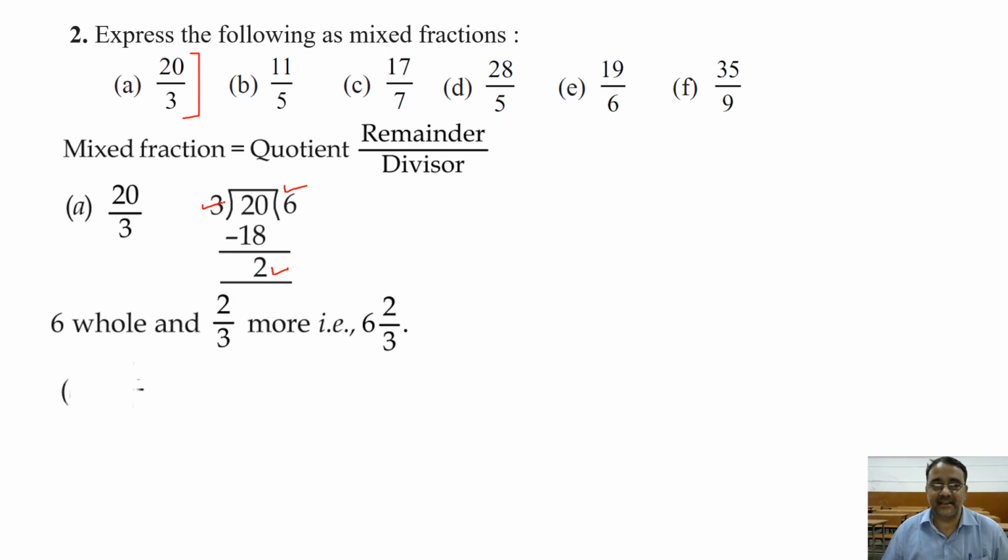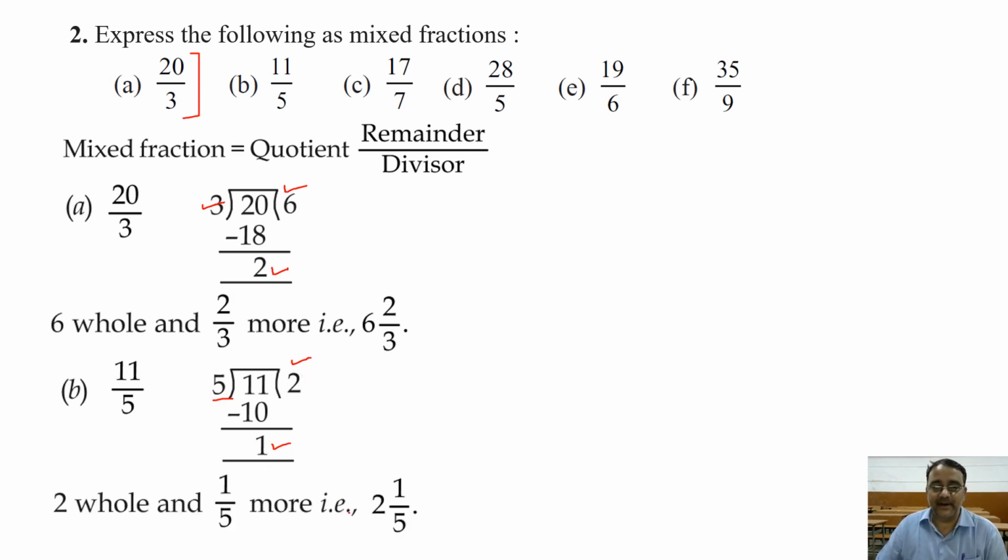Now the next one is 11 by 5. We have to divide 11 by 5. चलो divide कर रहे हैं. 5 2s are 10. Remainder is 1. So whole is 2 and remainder is, whole means quotient, and remainder upon divisor is a proper fraction, that is 1 by 5. So 2 1 by 5 is the answer.